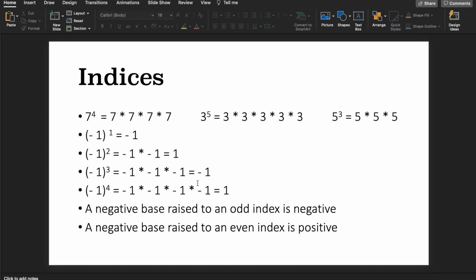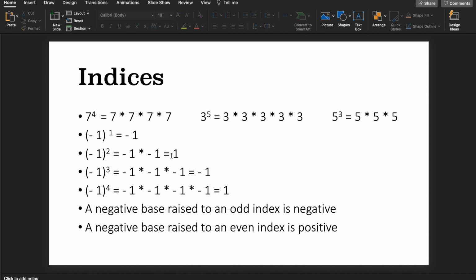So this is what we have derived. So we know that these are the concluding things. A negative base raised to an odd index, this is the index, is negative, and a negative base raised to an even index is positive. So minus 1 is a negative number. When it's raised to an even index, it would be positive.